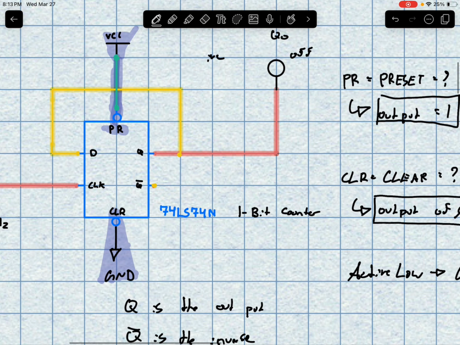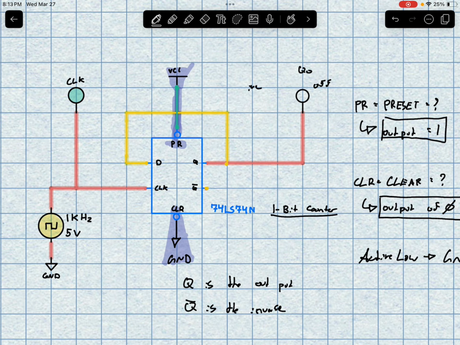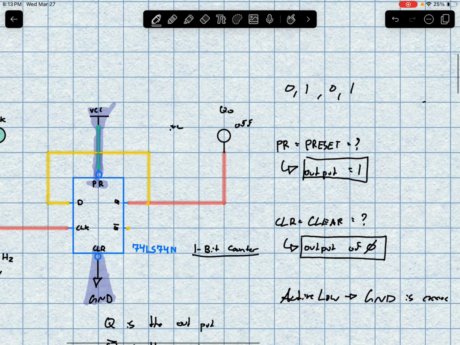By the way, this is called a 1-bit counter because if you were to use the original design, in which D was connected to not Q, this would be 0 and then 1, 0 and then 1. In terms of binary, that's literally saying 0, 1. This is counting from 0 to 1.